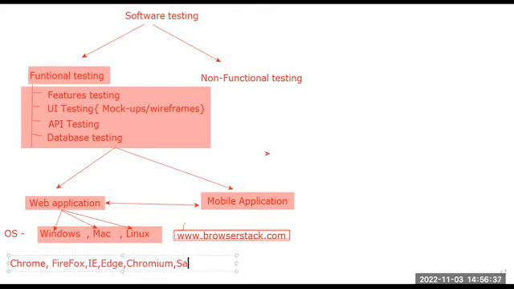Now what we need to do is, under each operating system, let's say Windows, we have to check our application in the Chrome browser. Also, we have to check in Firefox. Also, we have to check in IE, Edge, and all the other browsers. We need to check whether our application is compatible with the different browsers or not. Getting my point, guys?